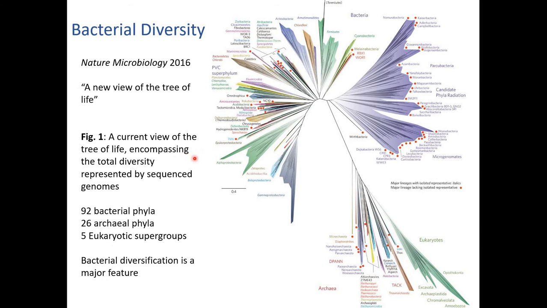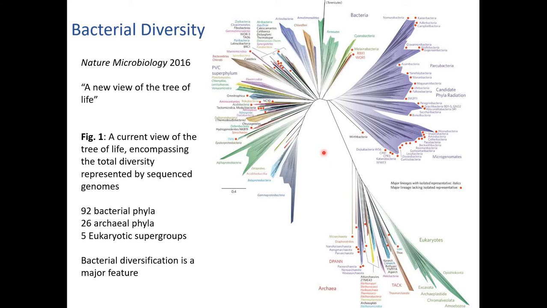And so one thing I want to highlight again is that bacteria are extremely diverse. This is that new tree of life that we talked about in the last lecture, where everything at the top here are bacteria, and all of the archaea are contained right here, and eukaryotes are only right here. And so bacteria is clearly the most diverse domain of life. There are 92 bacterial phyla, while there are only 26 archaeal phyla and only 5 eukaryotic supergroups. So again, bacterial diversification is a major feature of this tree of life.